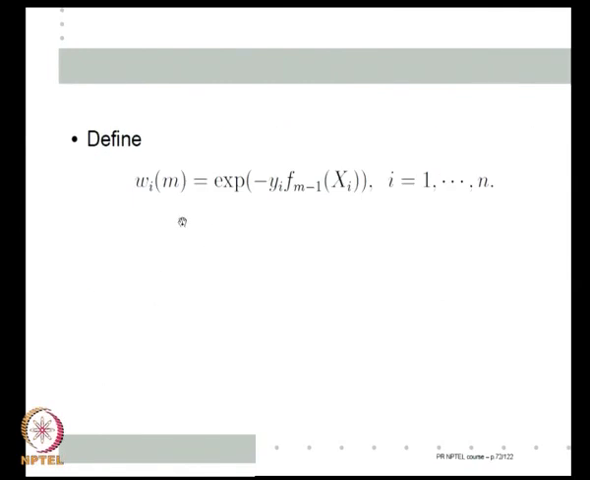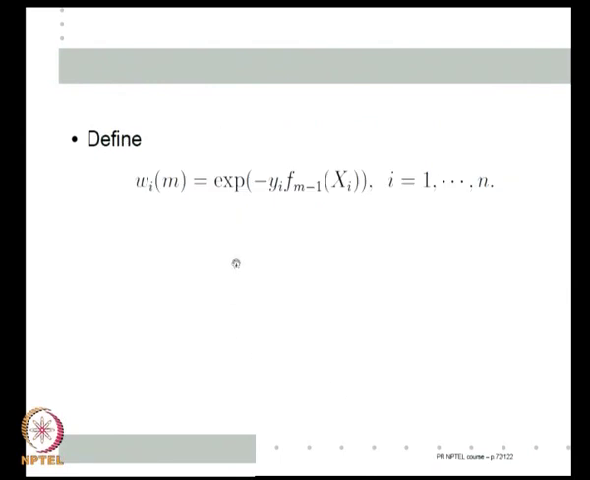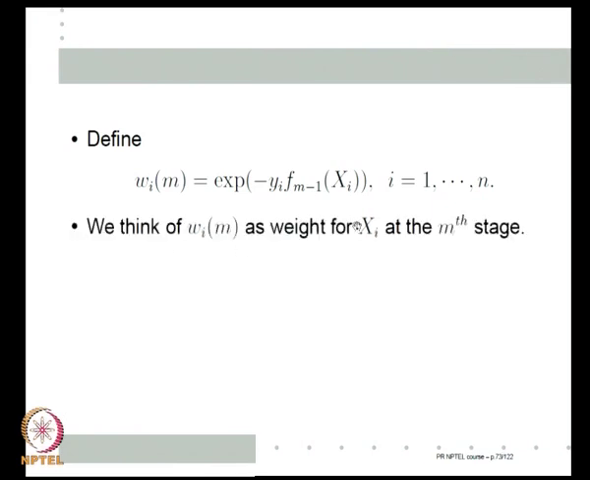So, let us define w_i^m as exponential minus y_i f_{m-1}(x_i). Why do I want to do that? If I look at just the empirical risk expression, I have exponential minus y_i f_{m-1}(x_i) times exponential minus y_i beta h(x_i). Exponential minus y_i f_{m-1}(x_i) does not change by changing beta and h. So, it is outside this optimization, and that is why we can take that factor out. So, w_i^m is exponential minus y_i f_{m-1}(x_i). We can think of w_i^m essentially as the weight for x_i at stage m. We will ultimately show that these are the weights that AdaBoost is actually using.